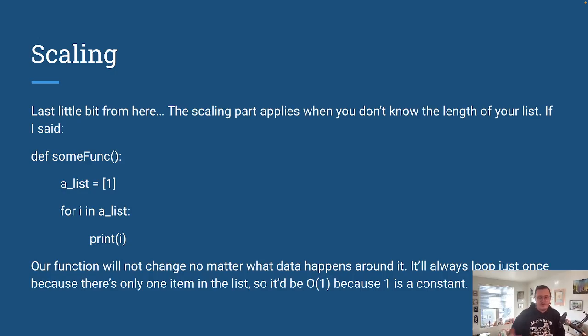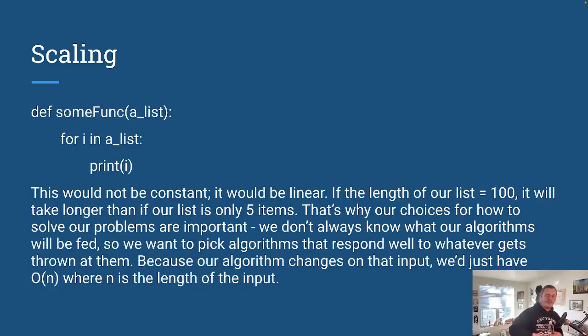It's a constant. The number of loops that this will do, the length of time that this will run, is always the same no matter what. Alternatively, if I did it this way, where I actually passed the array in, again, arrays are called lists in Python, which is why I keep using that language. But in JavaScript, we pass in an array to this, and if we're going to loop over every item in the array and then log it out, this would no longer be constant. This would be linear, because however long our list is, that's how many times the loop is going to have to happen, right? And so that's why our choices for how to solve our problems are important.